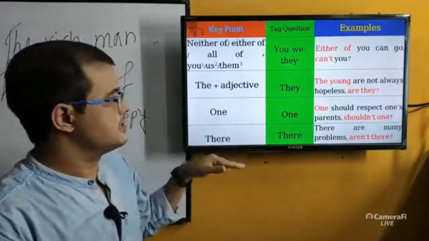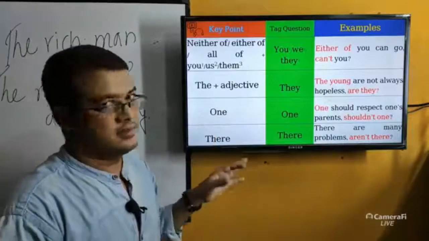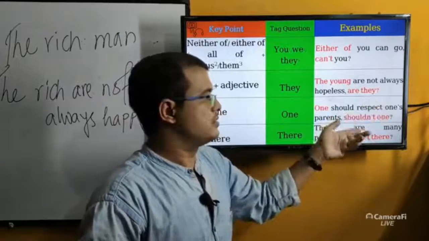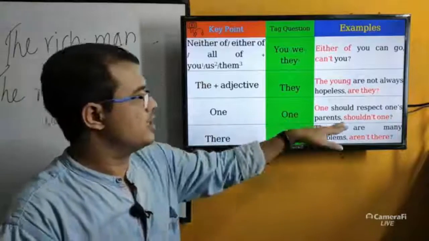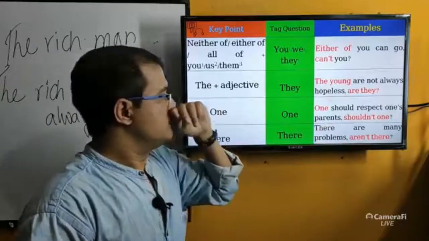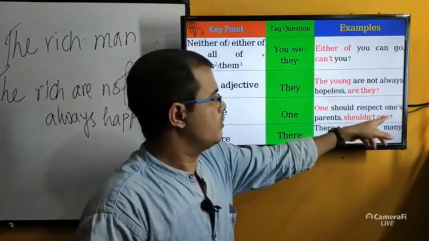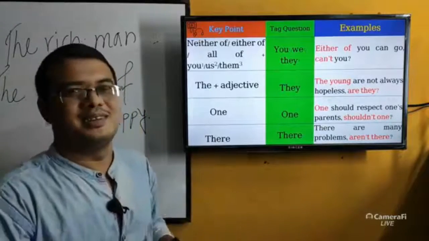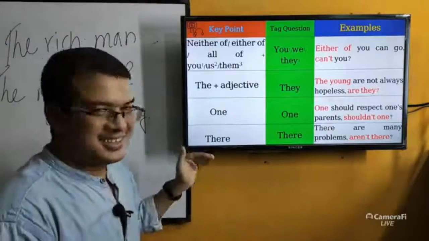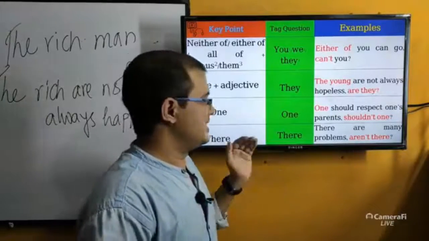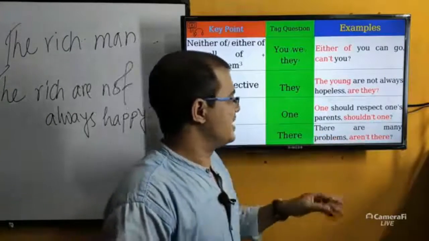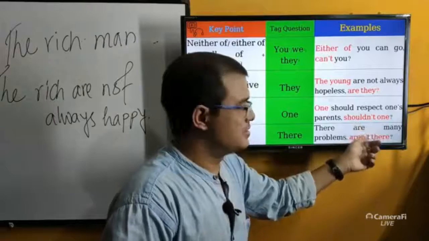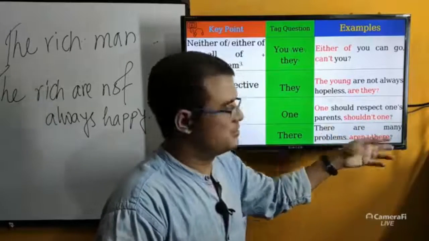If a sentence, a statement, contains one as a subject, then the pronoun will be one. Like one should respect one's parents. Shouldn't one? Because should is positive, it would be negative, and since the subject is one, it will be one. And if there is there, then you will use there. There থাকলে there ব্যবহার করবে. So there are many problems, aren't there? Because this is positive, it is the negative aren't, and there is there, so it will be there.